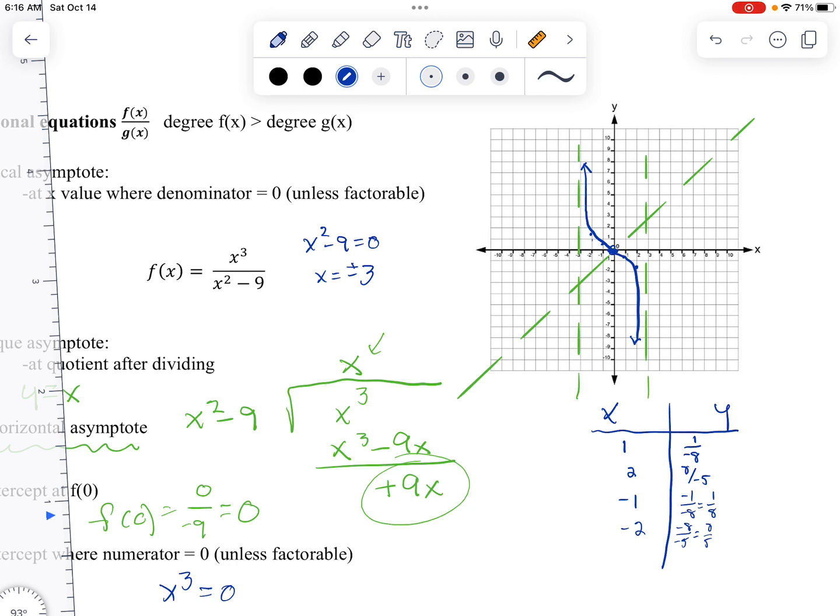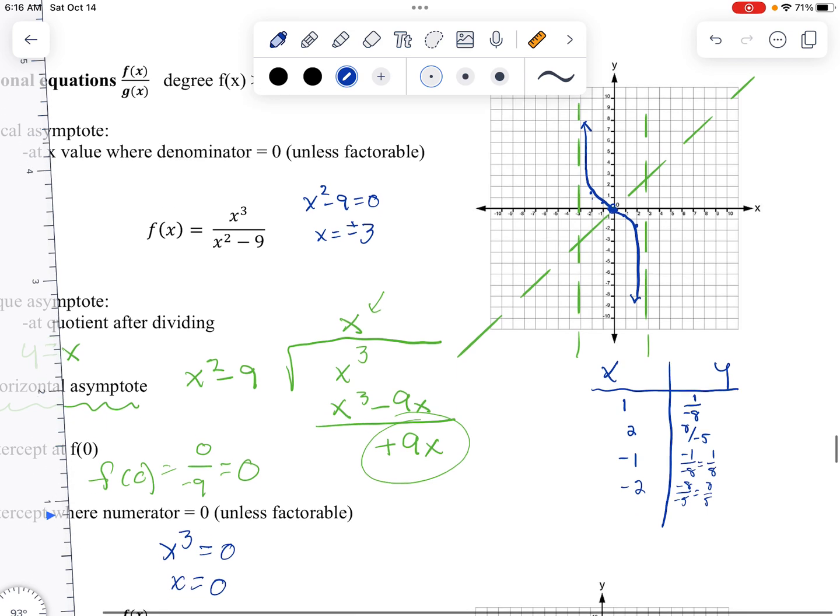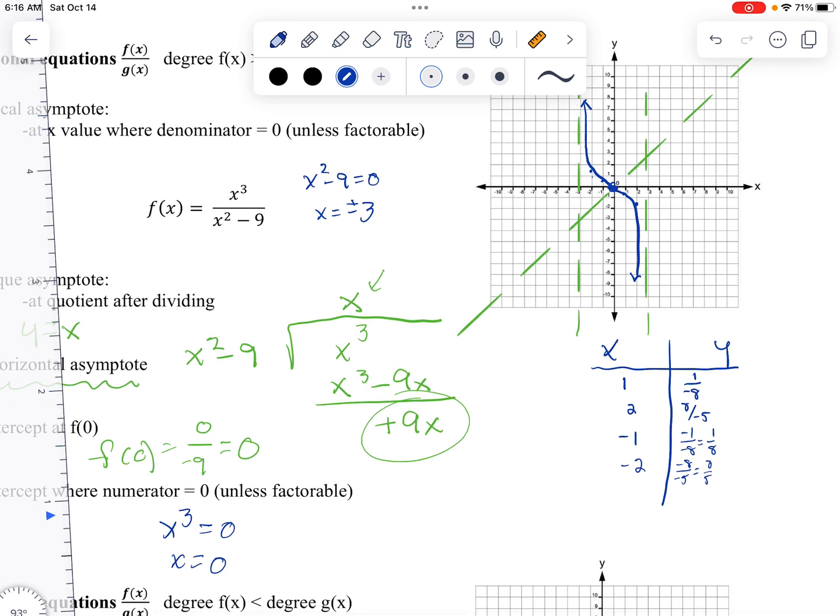Now, let's look at numbers bigger than my asymptote, so bigger than 3. What would happen if we plug in 4? So if we plug in 4, pull out your calculator. 4 to the third is 64. 4 squared is 16. 16 minus 9 is 7. So 64/7, you're talking around 9. So with 4, I know it's going to be up here. And then you might want to pick one other value. So maybe you could pick something like 6.